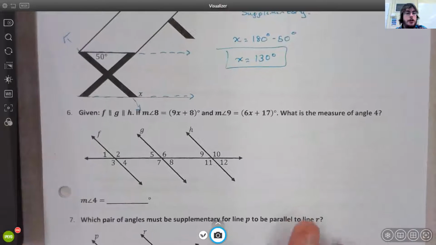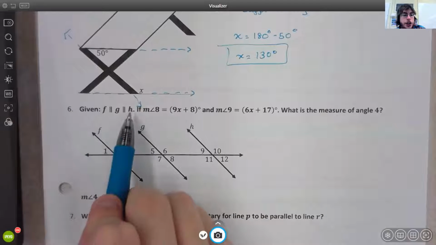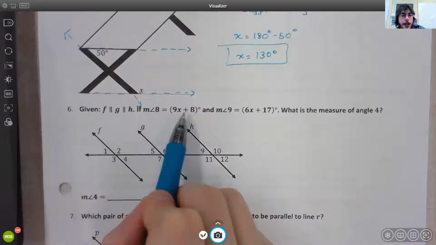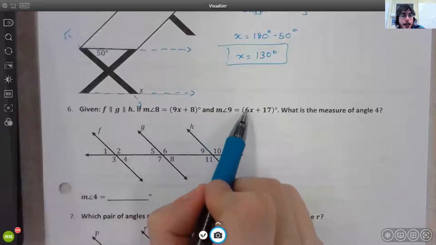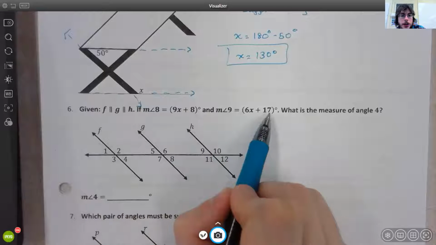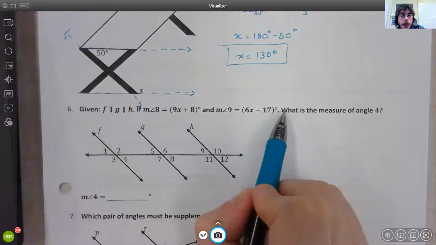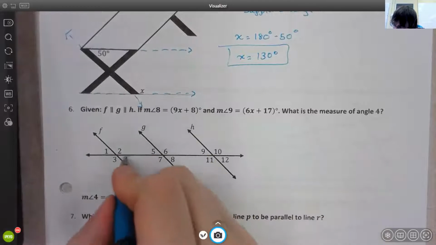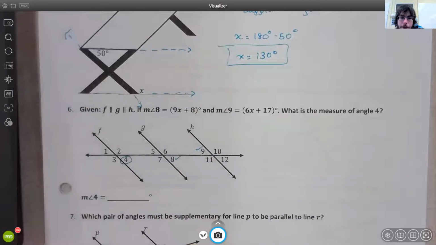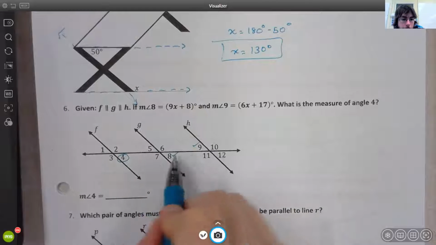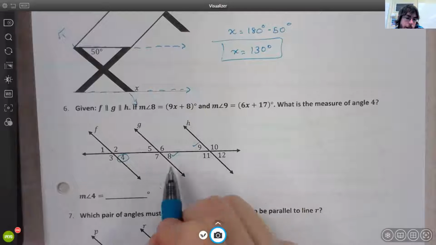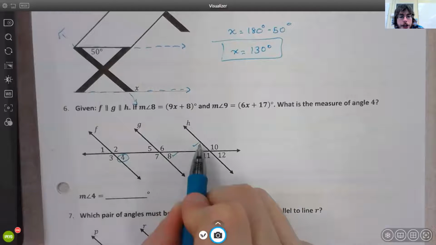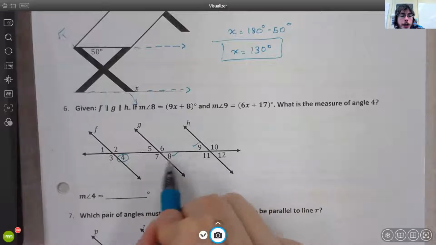All right, number 6. It says given F is parallel to G, which is parallel to H, if the measure of angle 8 is equal to 9x plus 8, and the measure of angle 9 is equal to 6x plus 17, what is the measure of angle 4? Okay, so we're looking for angle 4, but we're only given 8 and 9. Well, we can see, if you look here, 8 and 9 are alternate interior angles. They're on opposite sides of the transversal, and they're both in the interior. So they have to be congruent.